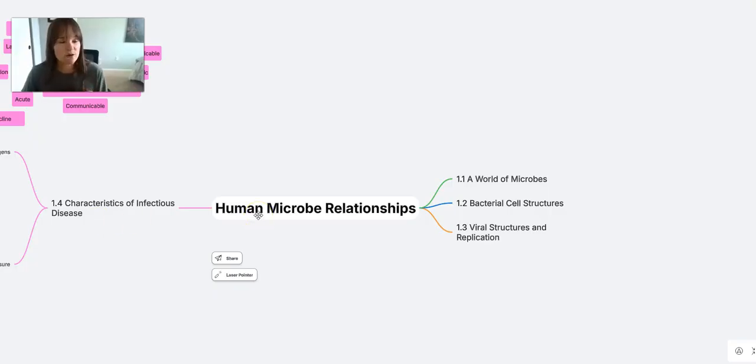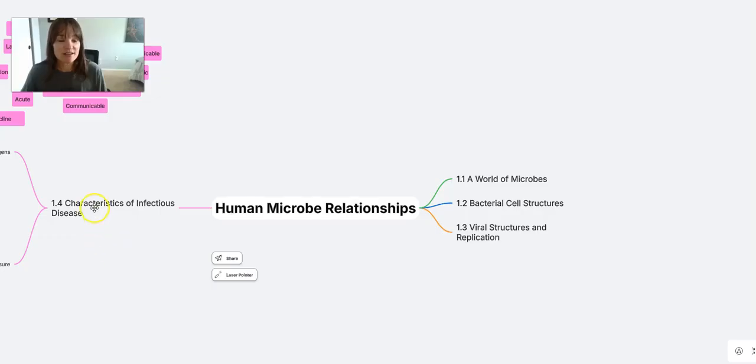Before we get started on the characteristics of infectious disease, let's look back where we've come. So our entire focus for this unit is the human-microbe relationships. We started off by learning about the world of microbes, the types of microbes, the human microbiome relationship as the starting point. Bacteria and viruses are major microbes that we're going to learn about. So the next thing we did was we learned about their structures and the functions.